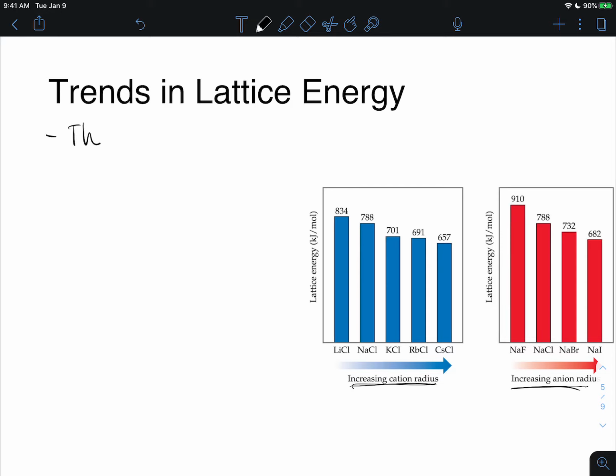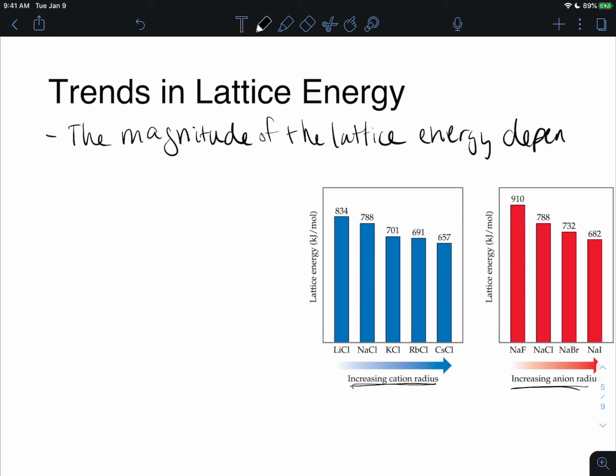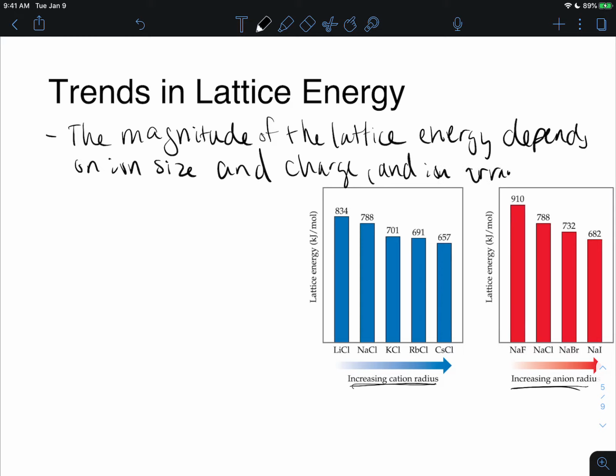So the magnitude of the lattice energy depends on ion size and charge and ion arrangement. But we're not really going to talk about that. It's just another thing that our lattice energy depends on.